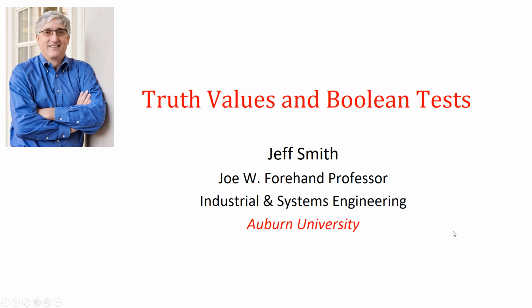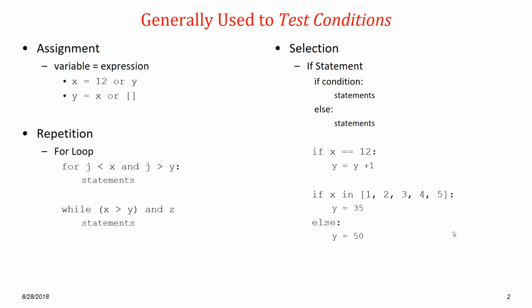Generally, we use truth values and Boolean tests to test conditions. We can look at the general types of statements that we deal with. We have assignment statements, where we have variables and expressions. A couple of examples would be x = 12 or y. The question is, what actually gets assigned, what object gets assigned to the variable x? The second one that I have here is y equals x or the empty set.